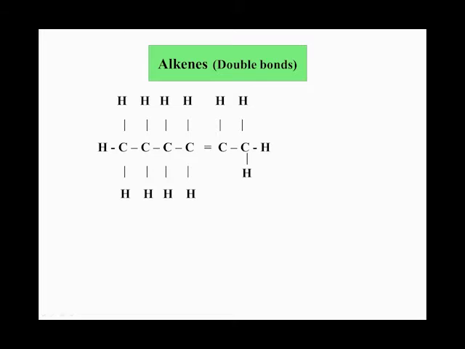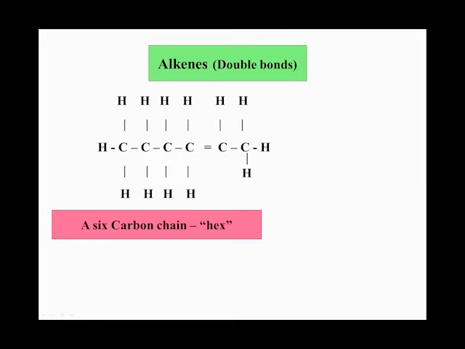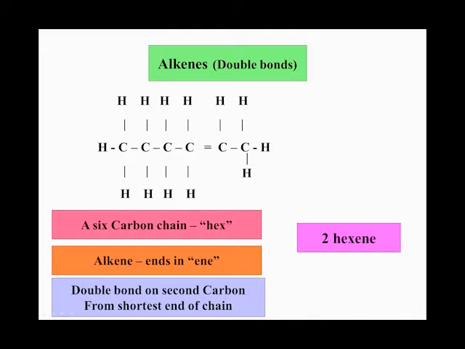Alkenes, as I said before, contain double bonds. Here's an example. Notice that this is a 1, 2, 3, 4, 5, 6-carbon chain, and it has a double bond. Therefore, the chain consisting of 6 carbons will be identified with the term hex. ENE on the end means that it contains a double bond. The double bond must be identified in terms of location.